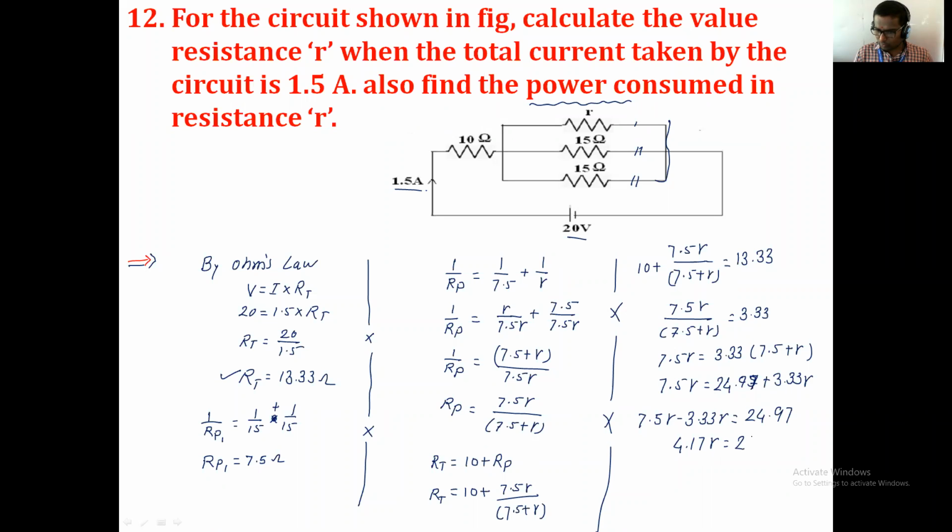Which is equal to 24.97. So R is equal to 24.97 divided by 4.17. So the unknown value of R is equal to 5.98. Can I approximately write it down here? 6 ohm. You can write it down, whatever your answer is there, 5.98 ohm. Just check it.